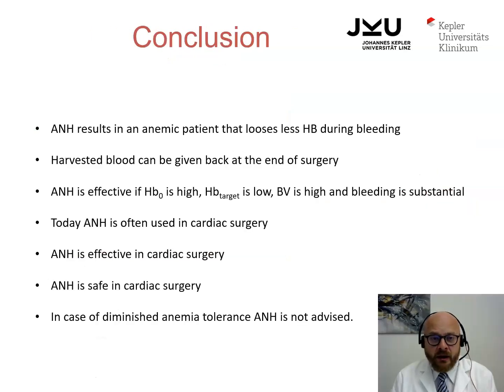So in my opinion, acute normovolemic hemodilution results in an anemic patient that loses less hemoglobin during bleeding. The harvested blood can be given back at the end of the surgery. ANH is effective if the starting hemoglobin is high, the target hemoglobin is low, blood volume is high, and bleeding is substantial. Today, ANH is often used in cardiac surgery. It is effective in this indication, and it is safe. If your patient has diminished anemia tolerance, you should not use ANH.